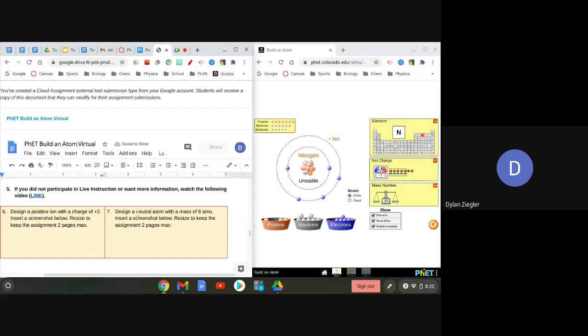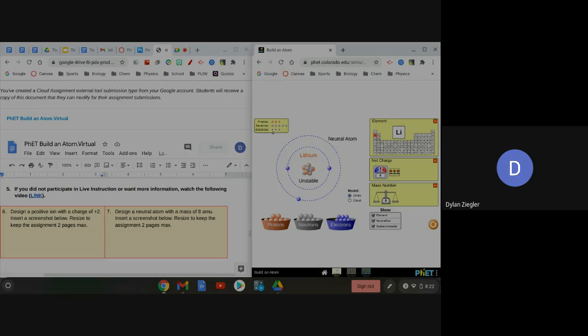Okay. Design a neutral atom with a mass of 8. Okay, so this is 13, so I definitely have to make this smaller. Oh, took away a neutron. That's okay. I just want to take away these protons here. Okay, so mass number 8. Neutral atom. Okay, I can see I have 2 more negatives there, so I'm going to take away these negatives. Okay, so now it's neutral. Resizing. Okay, we're good. It didn't say anything about stable or unstable.